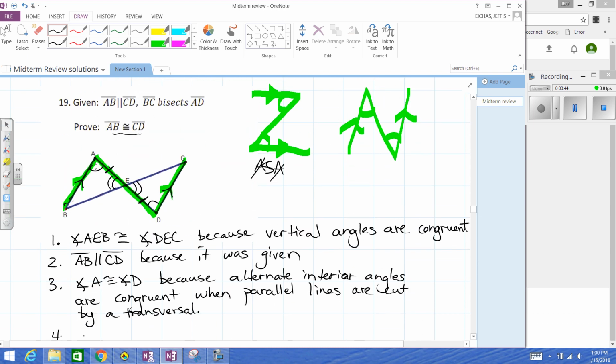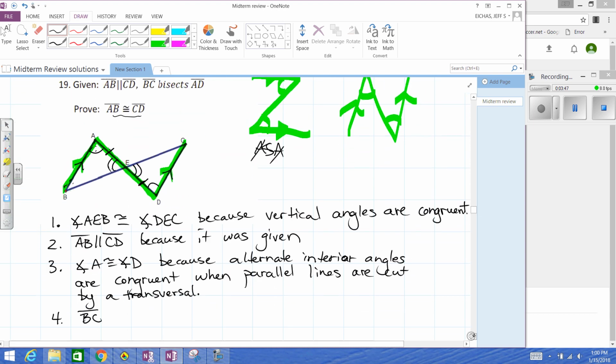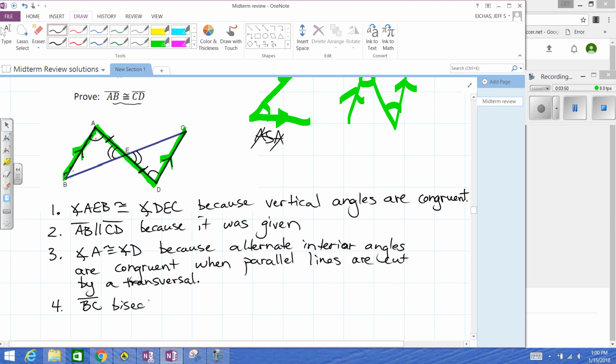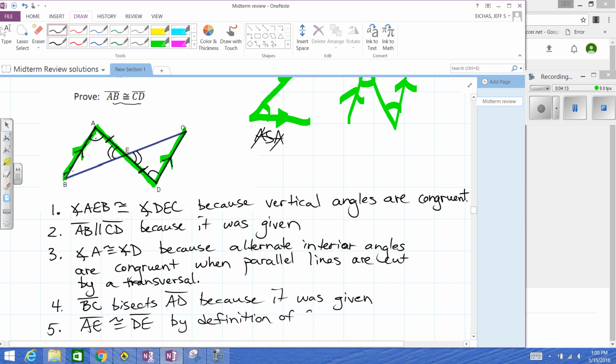BC bisects AD. So AD is what got cut in half. So that's because it was given. The conclusion from that is that AE is congruent to DE, and that's by definition of segment bisector. If you forget that, it's fine. Just explain when you bisect a segment, you get two equal segments.